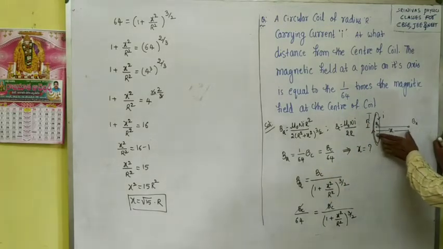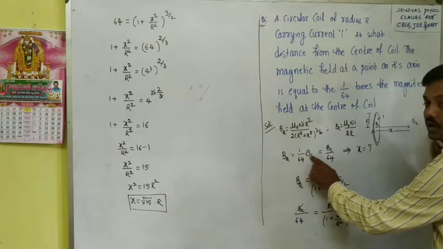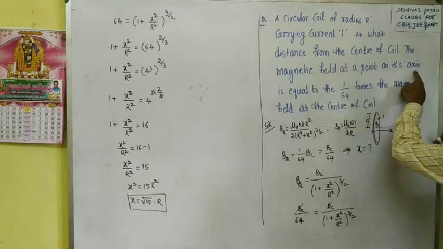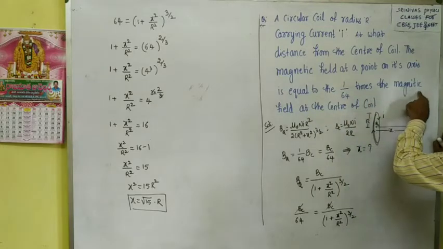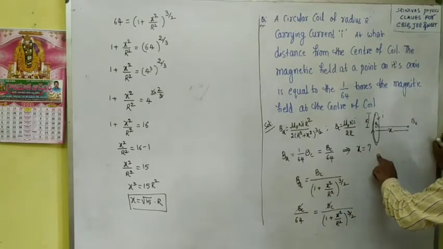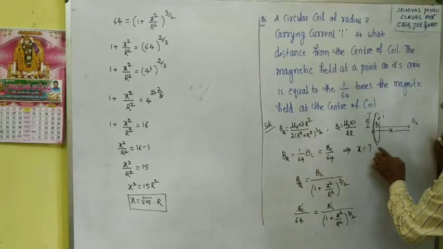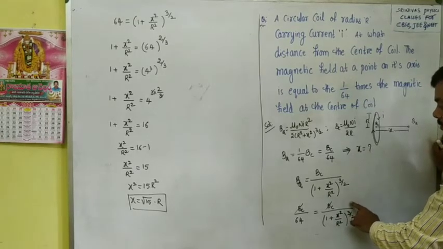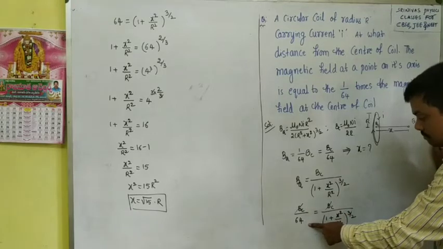At a certain distance x, BA is equal to BC by 64: the magnetic induction on the axis equals 1 by 64 times the field at the center. That means BA is equal to 1 by 64 times BC. At what distance will this happen? This is the BA formula, this is the BC formula. If you divide these two, or we already derived the relation between them, BA is equal to BC by (1 plus x square by r square) whole power 3 by 2. In this, BA is equal to BC by 64, which you substitute here.